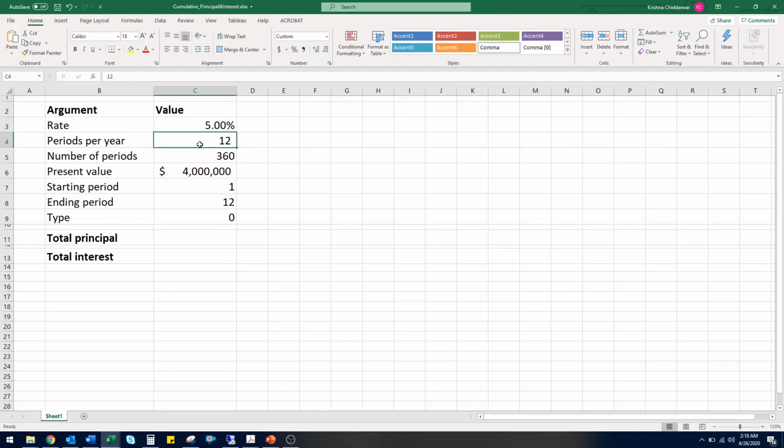Now you have the number of periods total in the loan. That's 360. So we know it's a 30-year loan. It's 360 divided by 12. Next is the present value, and that is the amount we are borrowing, and this will be $4 million. Next, you need to know the starting period. We'll be assuming the period 1, so the very first payment, and the ending period will be 12 for our first example.